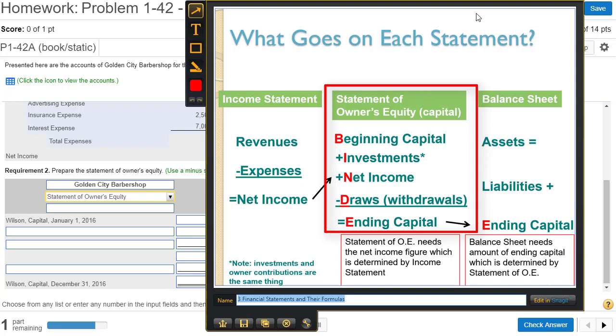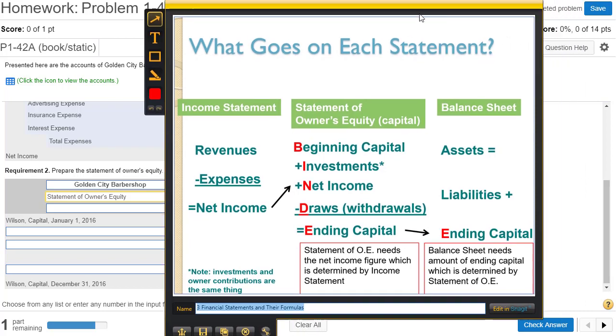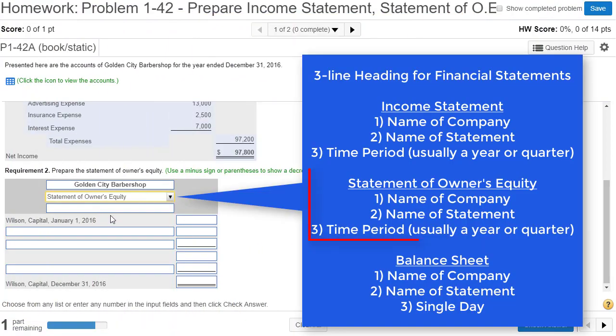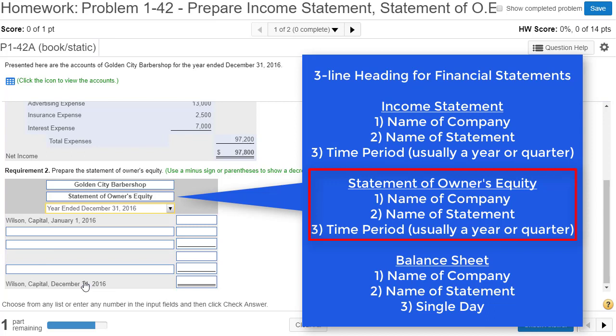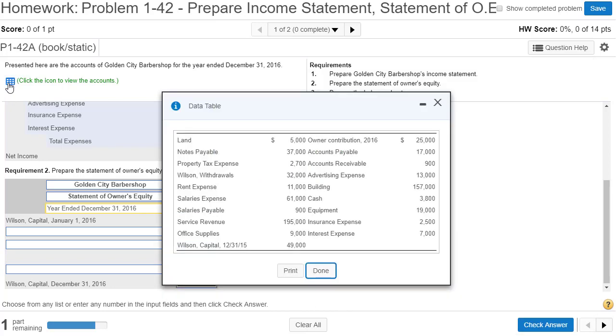So the statement of owner's equity shows what happens to capital or equity, same thing, over a period of time. So we're going to use year ended. So we want to show our readers of this statement what happened to our equity or capital over the time of 1 year. So let's go back, look at our accounts by clicking on this button here.